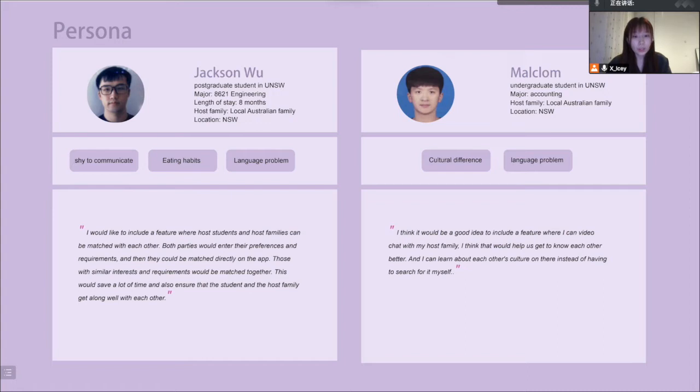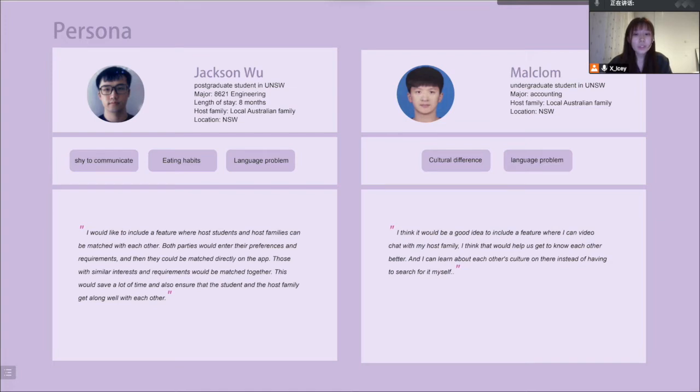Jackson is a postgraduate student in electrical engineering at UNSW who has lived in a homestay for 6 months. He said that the biggest problems in homestay were language issues and his personality. The host family was very welcoming, but he was afraid of interacting with them too much due to the language issue, and he would still mostly hang out with friends from his own country. He also suggested that he would like to have software that would allow him to learn about the interests of his host family and communicate with them.